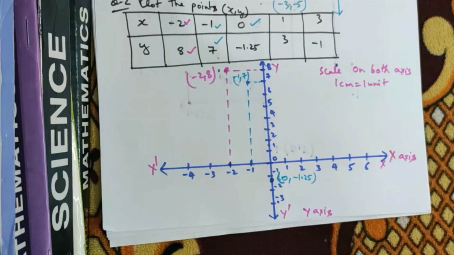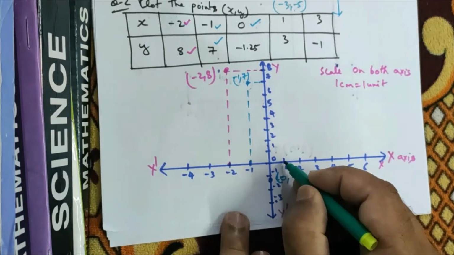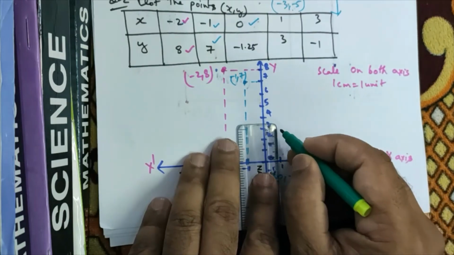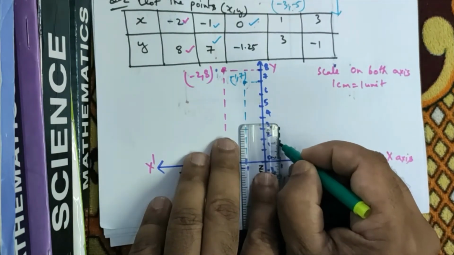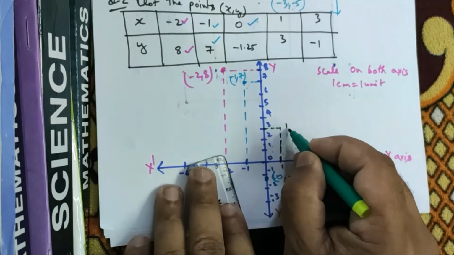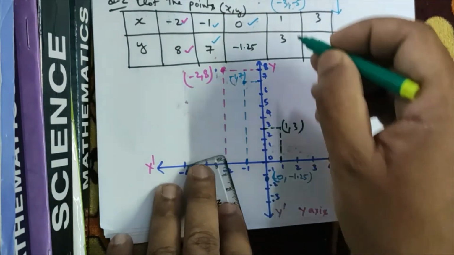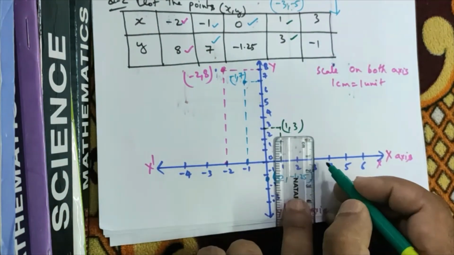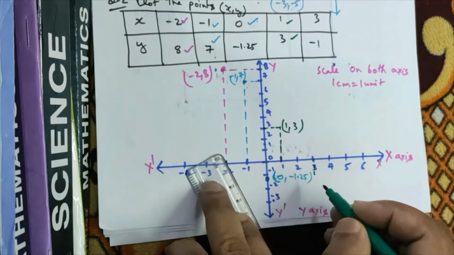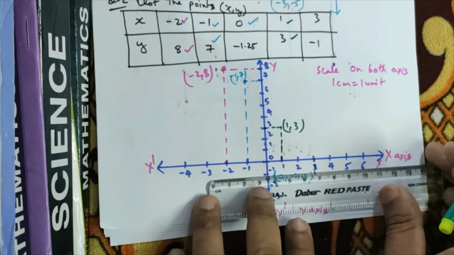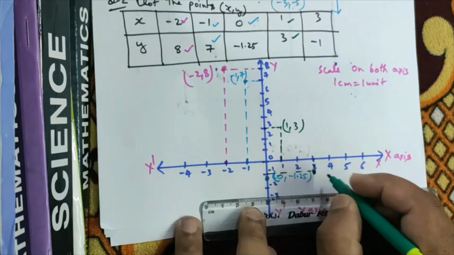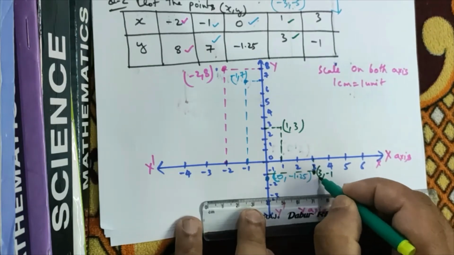Okay. Fourth point is 1 comma 3. So 1 comma 3, this is 1, and perpendicular we will be drawing from here. This will be 1 comma 3. Next is 3 comma minus 1. So plus 3 and minus 1, so it will go down. This point will be 3 comma minus 1.